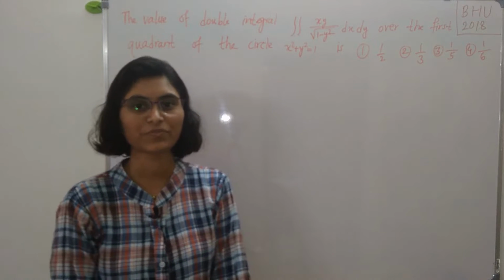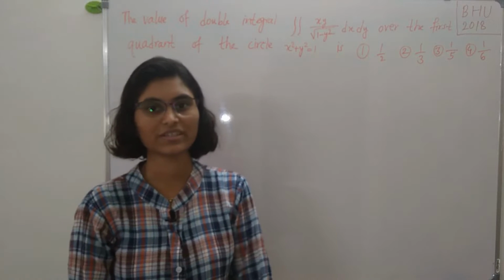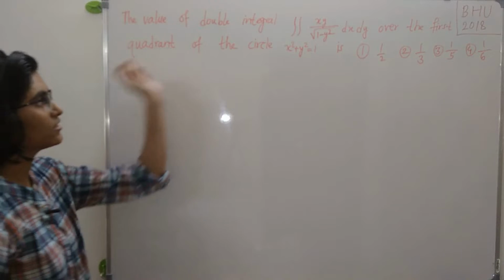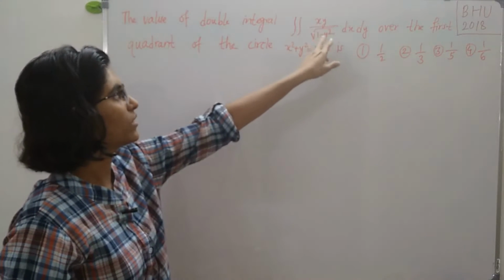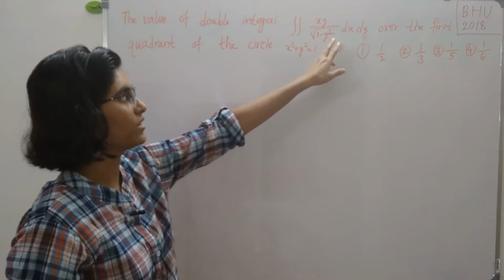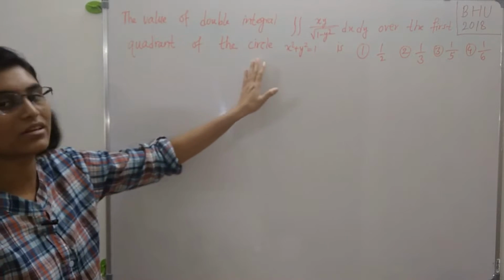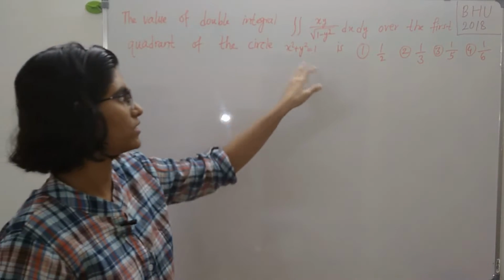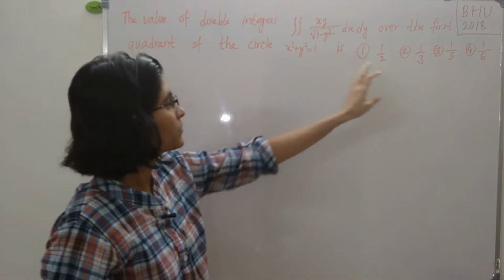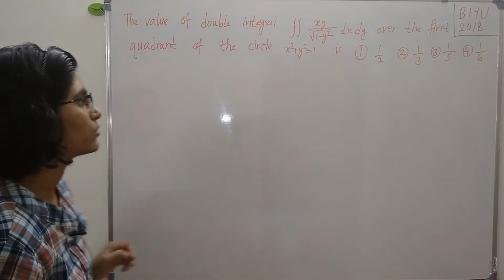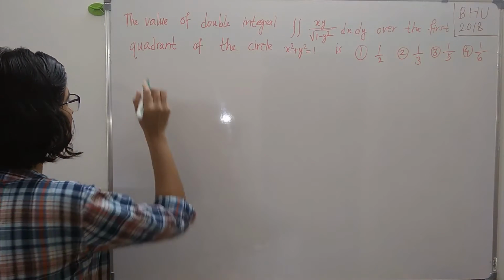In this video, we will discuss a question from calculus of two variables. We have to solve this integral, double integral xy upon square root of 1 minus y square dx dy over the first quadrant of the circle x square plus y square equal to 1. So this is the unit circle and the options are 1 by 2, 1 by 3, 1 by 5 and 1 by 6. So let us just look at this.